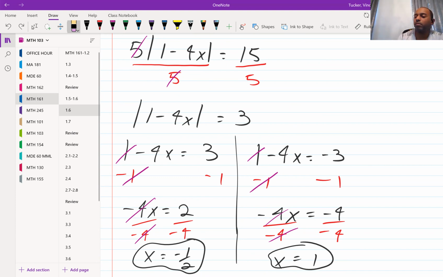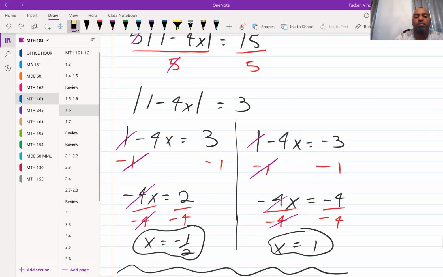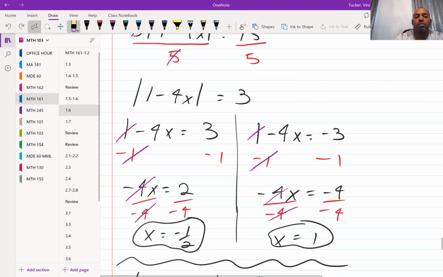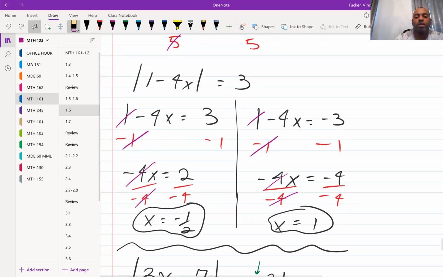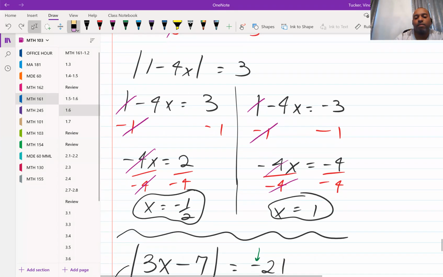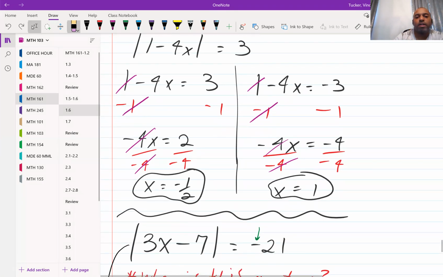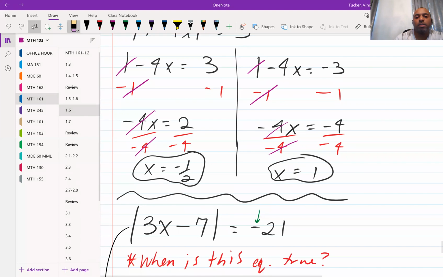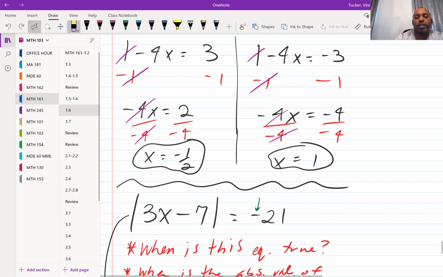All right. Questions before we look at the last one? All right, so last one, absolute value of 3x minus 7 equal to negative 21. So we want to be careful here.